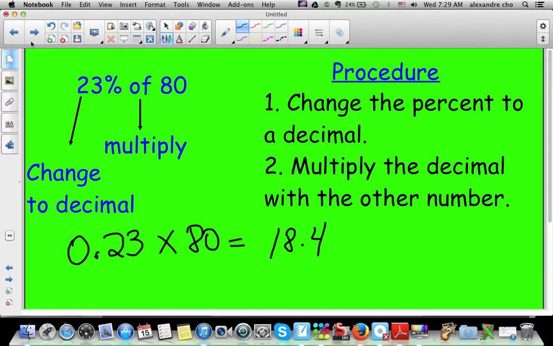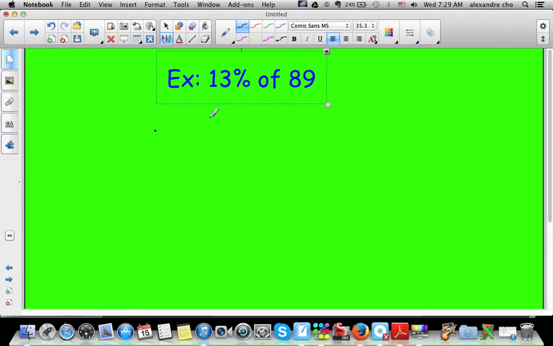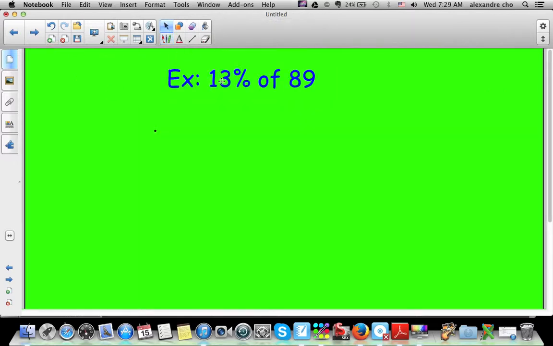Okay, let's try a few examples. And again, I want all this in your notebooks. So, take 2 seconds, press the pause button, try to do this on your own. And then press play when everyone's ready. And we'll go over it.